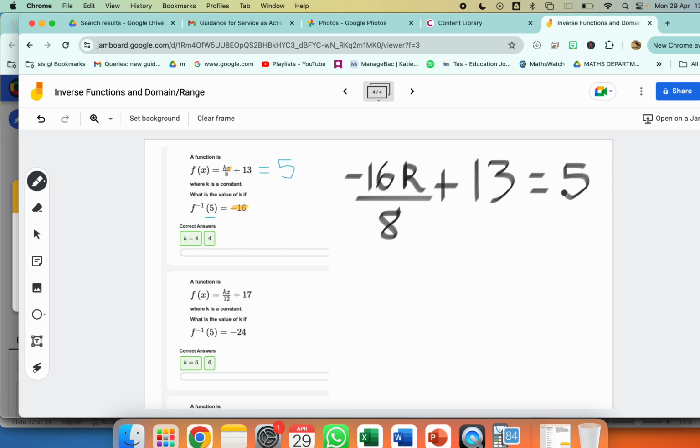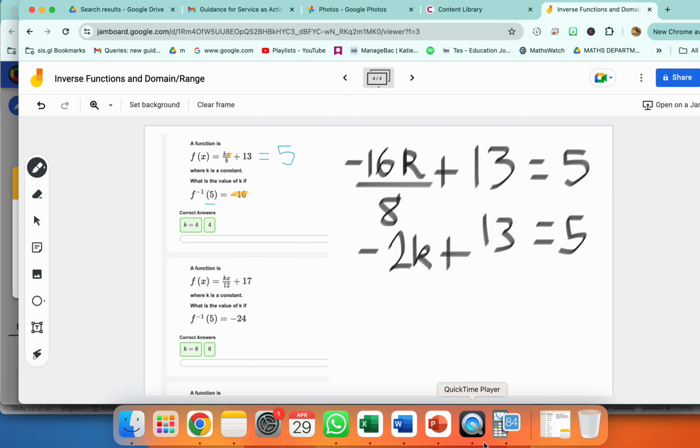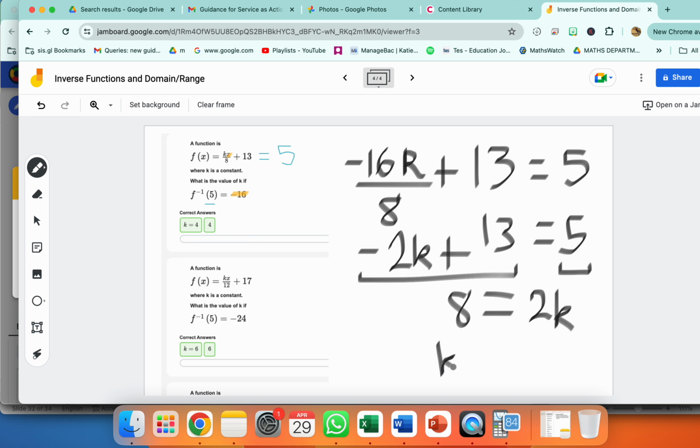So I could start simplifying this. This might help. Minus 16 divided by 8 is minus 2. So it's going to be minus 2k plus 13 is equal to 5. And then if you just solve this equation, again, you can do this on the calculator. You can put this into y1 and this into y2 and then find the intersect. Or this is quite a straightforward equation to solve, to be honest. You are going to get 13 minus 5, which is 8, equals 2k. And then obviously if you're solving, k is equal to 4, which is given in the mark scheme. So that's how to do this particular question.